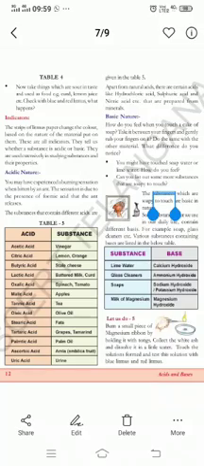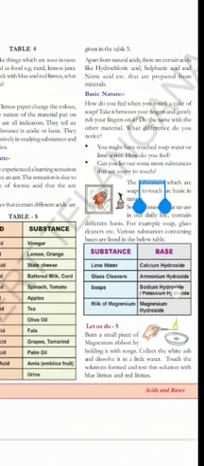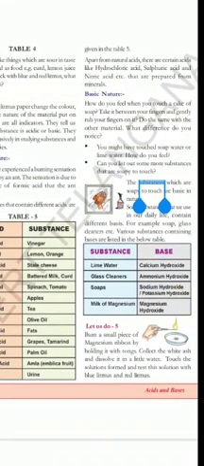Lime water, its chemical name is calcium hydroxide. Glass cleaner, ammonium hydroxide. Soaps, sodium hydroxide or potassium hydroxide. Milk of magnesia, magnesium hydroxide. Now how do you define basic solutions? A compound usually having a bitter taste. The substances that are soapy to touch and turn red litmus to blue are basic in nature.